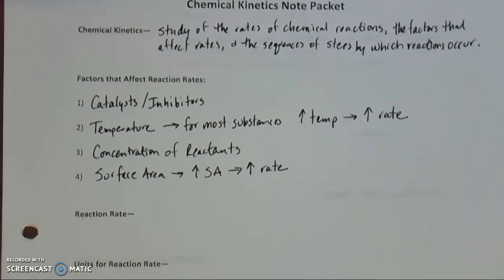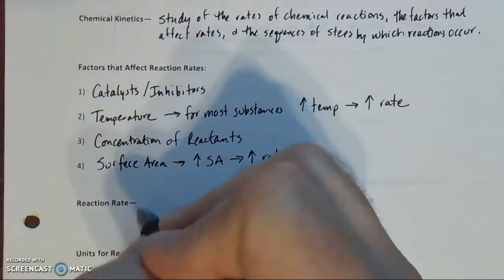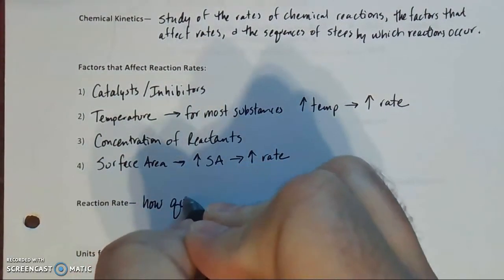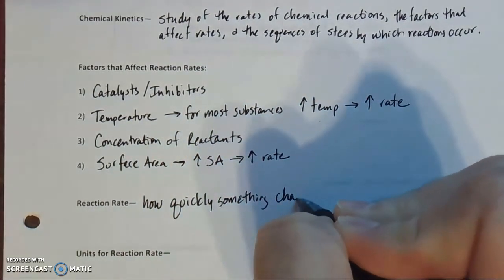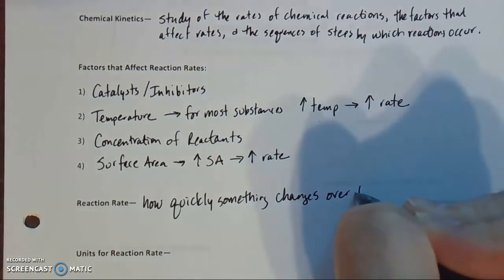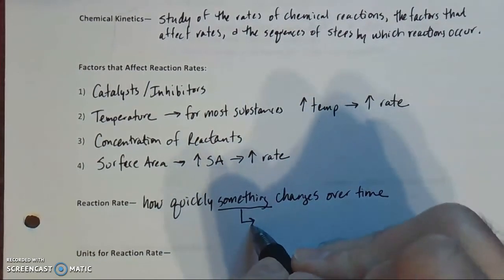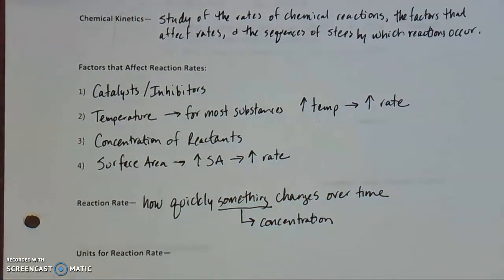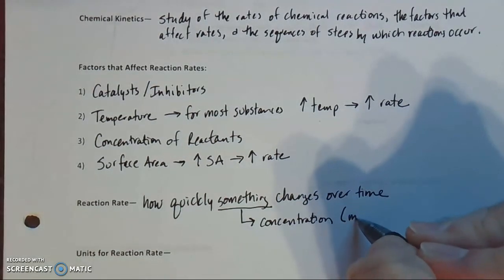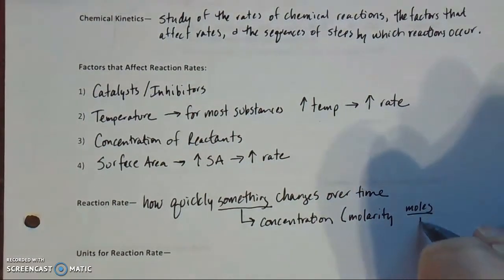But what is a reaction rate? So the reaction rate is how quickly something changes over time. And for us, that something in chemistry is going to be concentration. So how fast does the concentration of something change over time? And for us, we're going to use molarity, or moles of a substance over liters.